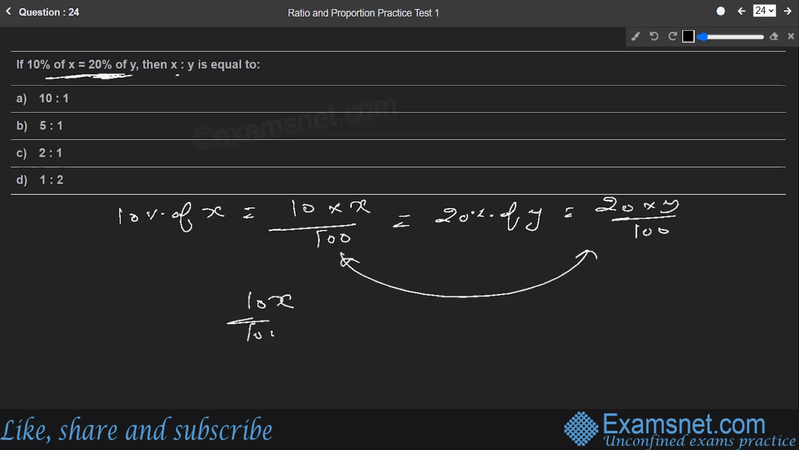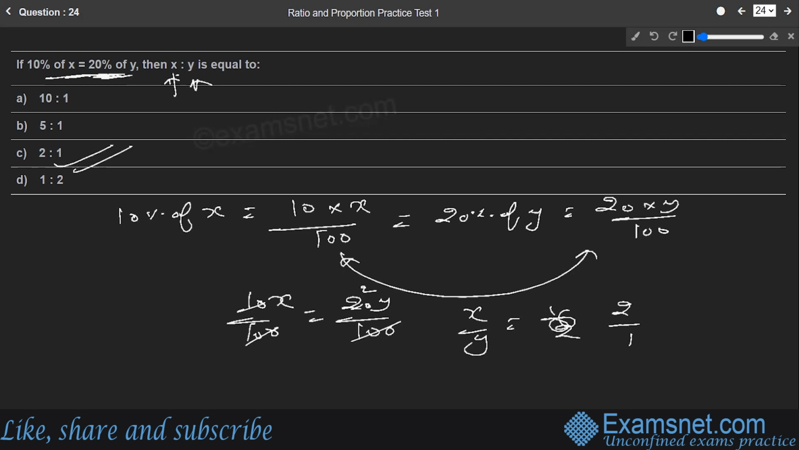That means 10x by 100 is equal to 20y by 100. So we can cut most of the things. This 10 can be cut by 2. So we can say x by y is nothing but 2 is to 1, not 1 is to 2. Okay, so that's what they asked. What is the ratio of x is to y? It is going to be simply 2 is to 1, which is available in option number C.